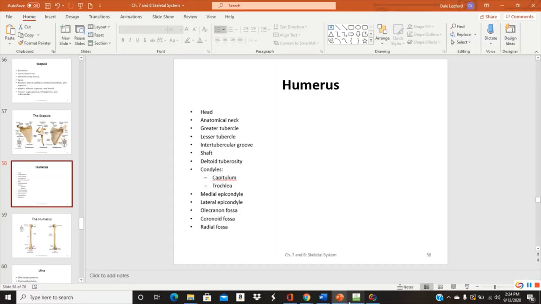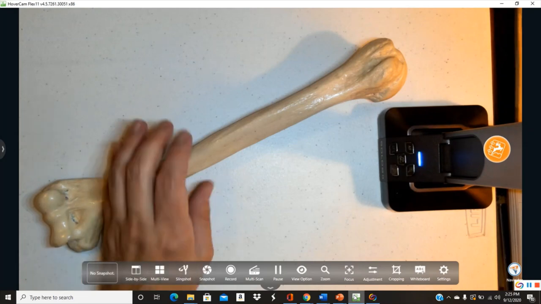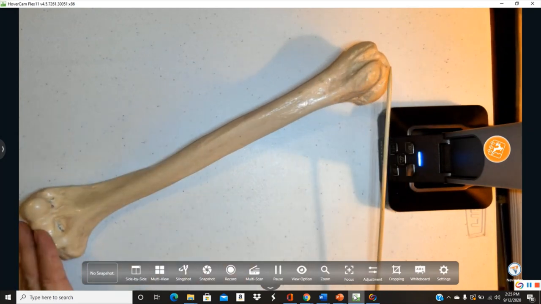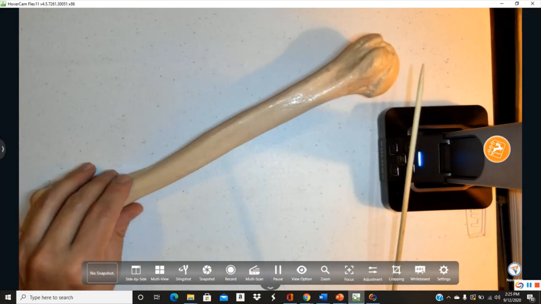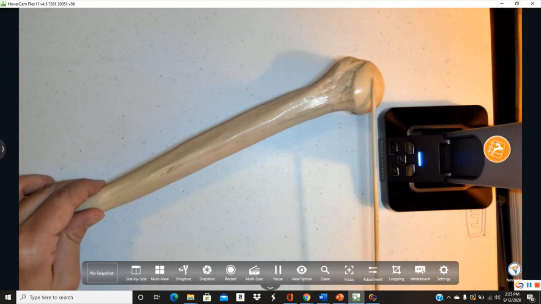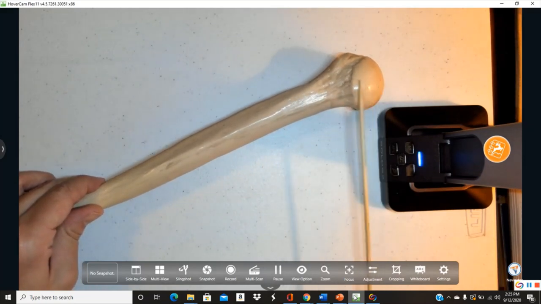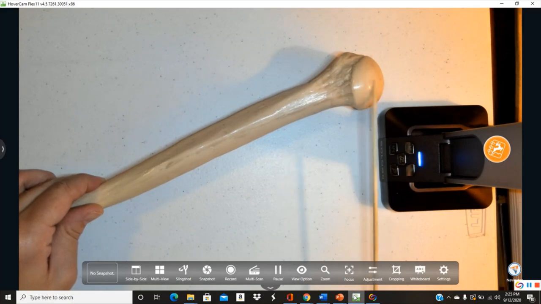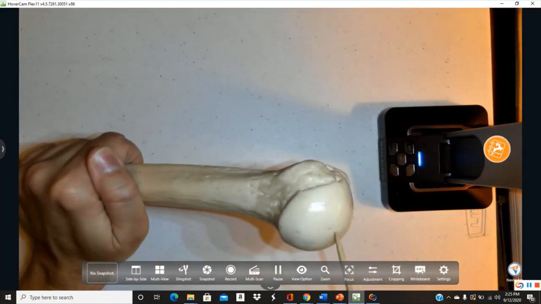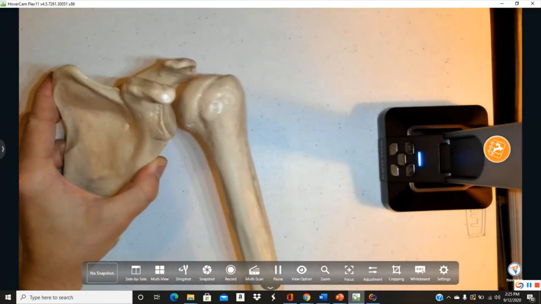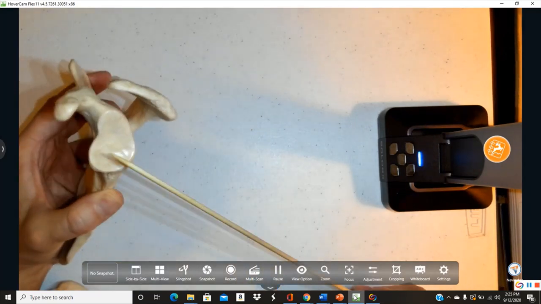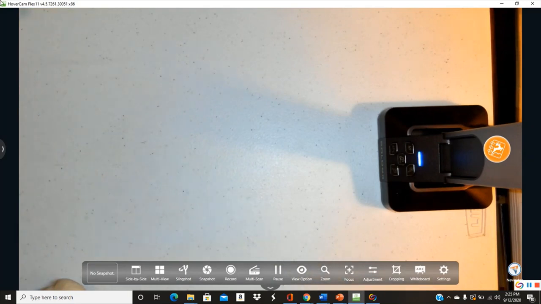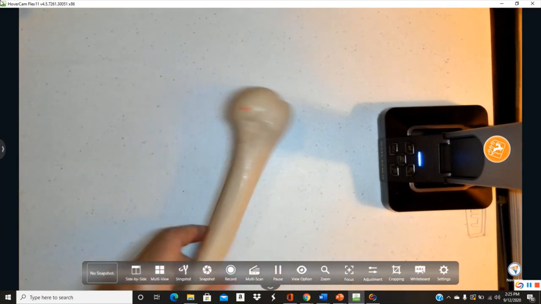Let's begin with the head, the easiest thing to find. The head will be found on the proximal end of this long bone. This is the proximal end. This is the distal end. We are looking at an anterior surface of this bone. And on the medial side of this bone, we will find the head of the humerus, the part of the humerus that articulates with the glenoid fossa here. And the fact that this is lateral on the scapula means this is medial on the humerus.